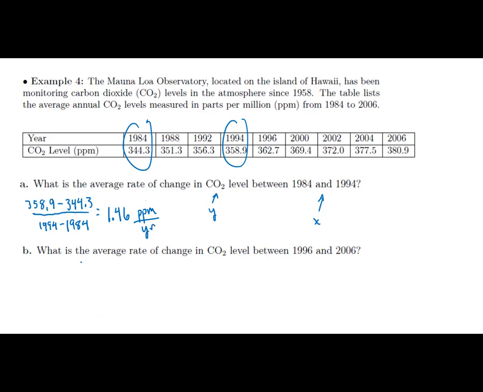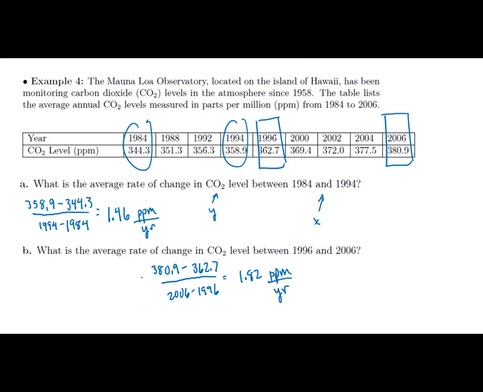And we can answer the same thing here. Part B, what is the average rate of change in CO2 level between 1996, so that would be this one, and 2006? And so again, we're just taking this difference, 380.9 minus 362.7, over 2006 minus 1996. And so our answer here is 1.82 parts per million per year.